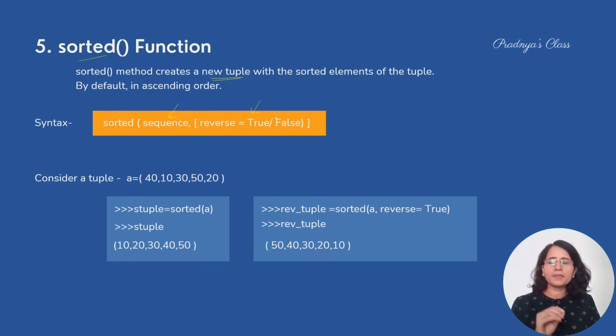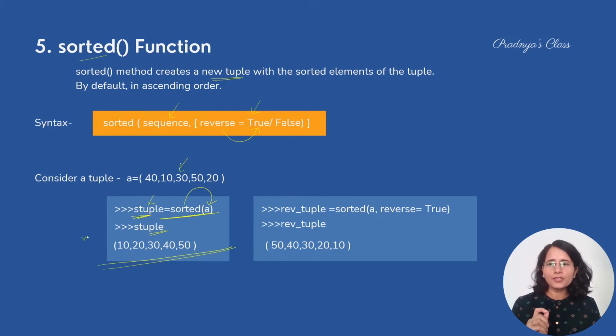And the second parameter is reverse equals to true or false. If you want to sort the list in the reverse direction, then you can write reverse equals to true. Let's understand with one simple example. Here is one tuple, and we are applying sorted function on that tuple and storing the sorted elements in the variable s tuple. So you can see here, when we are printing it, we are getting the sorted tuple.